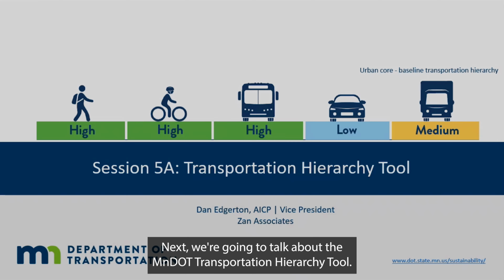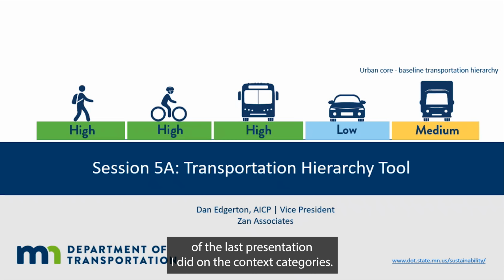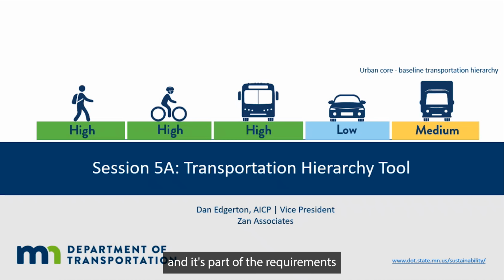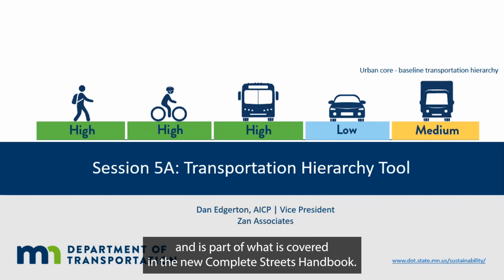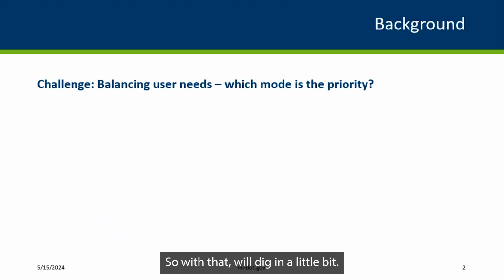Next, we're going to talk about the MnDOT Transportation Hierarchy Tool. This is really a continuation of the lab presentation I did on the context categories. It's something that's attached to the context categories and is part of the requirements and is covered in the new Complete Streets handbook. So with that, we'll dig in a little bit.